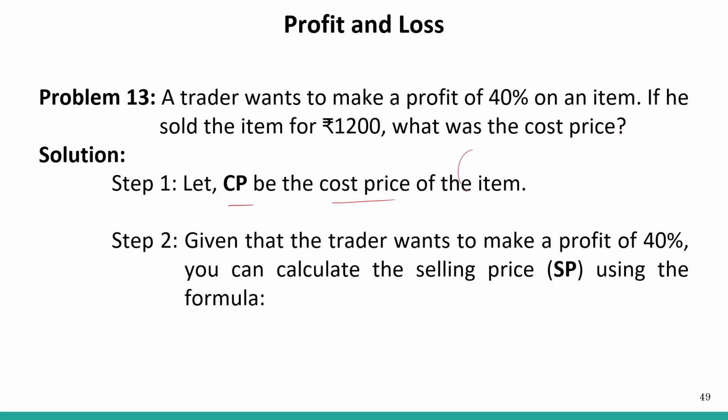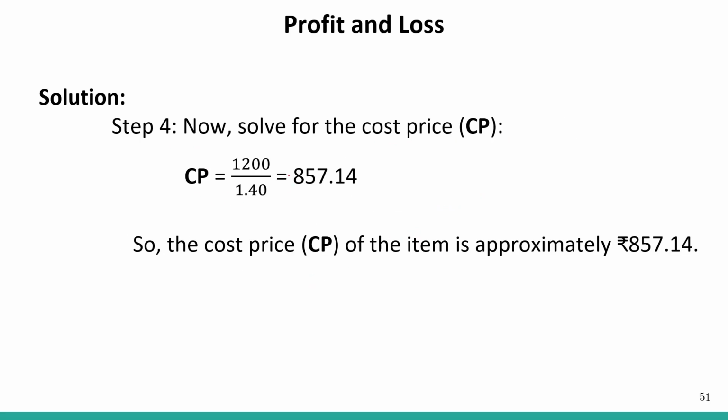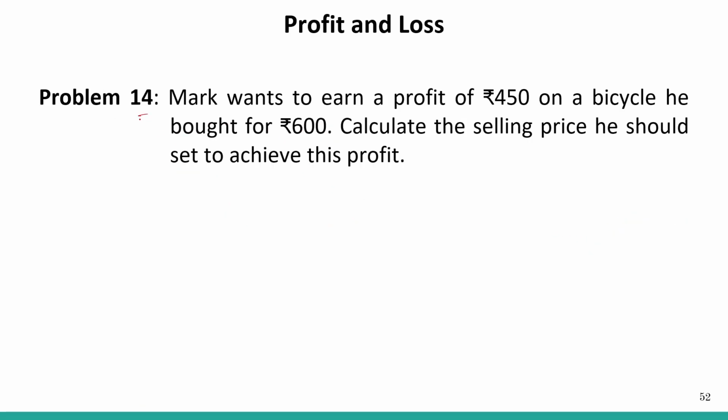So let CP be the cost price of that item, right? So given that the trader wants to make a profit of 40%, you can calculate the selling price using what? So it will be 1.40 into CP by using the formula cost price plus profit. Profit is known as what? The profit percentage in decimal form into cost price, and we add it with cost price to get the selling price. So it will be 1.40 CP. Okay, so now algebraically solving for CP by taking it to the left hand side and putting all the known factors on the right hand side, what we are left with is 857.14. Okay, so the cost price of the item is approximately 857.14 rupees. So let's see problem number 14.